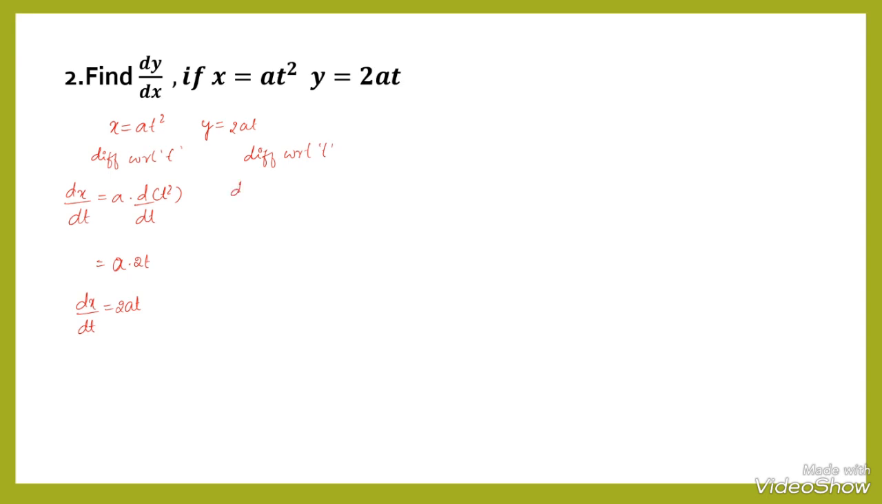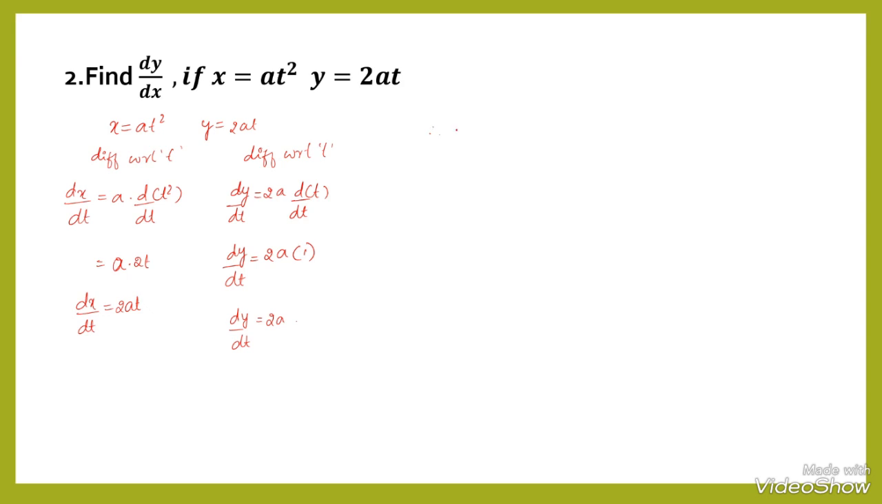Then dy by dt is equal to 2a, since a becomes constant. Again, d by dt of t becomes 1. Therefore dy by dt is equal to 2 into a.